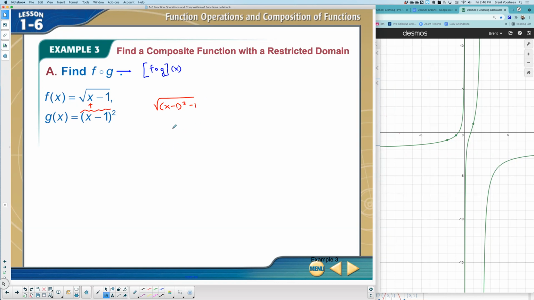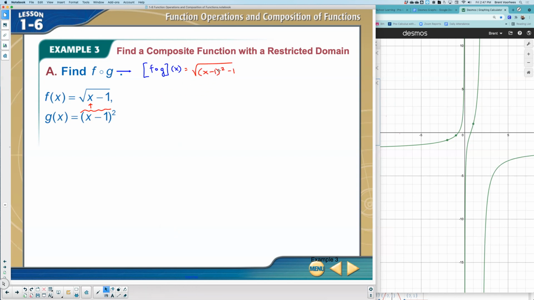As it turns out, you cannot simplify this. You cannot cross out this square root and the square because of the minus 1. They cannot cancel one another. It's not isolated, so you can't cancel it. That's going to be our answer. That is f of g. So f of g of x is going to be what we just got right here.